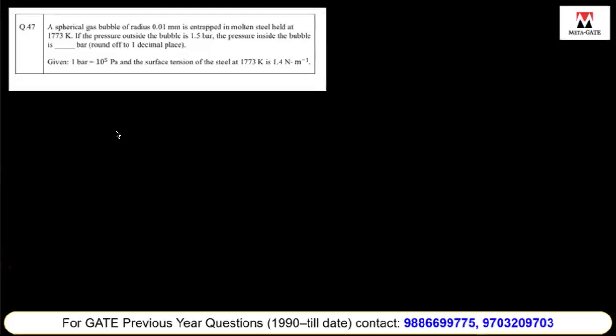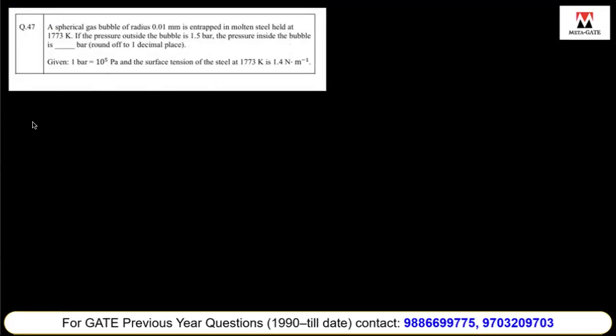Okay. The spherical gas bubble of radius 0.001 millimeter is entrapped in molten steel held at 1773 Kelvin. If the pressure outside the bubble is 1.5 bar, the pressure inside the bubble is dash bars. So we know 1 bar is equal to 10 power 5 pascals.